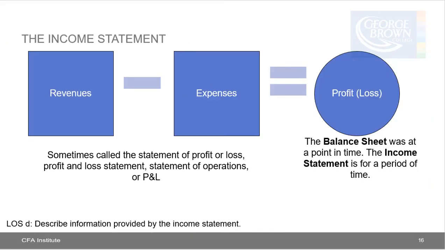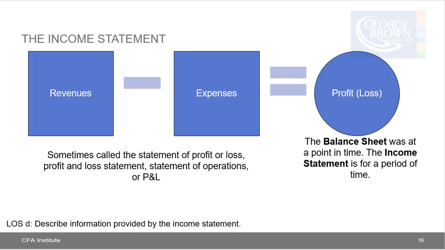Now we're moving on to Learning Outcome Statement D, which is describe information provided by the income statement. And you can see the income statement, revenues minus expenses equals profit. That's the basic equation. And the income statement is sometimes called the statement of profit or loss, profit and loss statement, statement of operations, or P&L for short, okay?